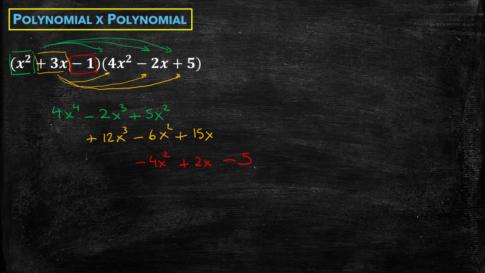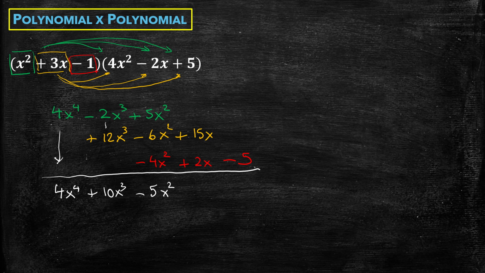By doing it this way, you can see it's very easy then to combine like terms. So 4x to the 4th has no like terms. 2x cubed and 12x cubed will make plus 10x cubed. The x squared terms will all combine to make minus 5x squared, 15x and 2x, 17x, and then the minus 5. So that's one method to go about it.